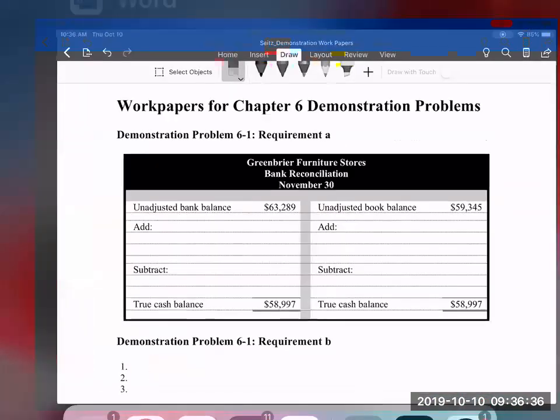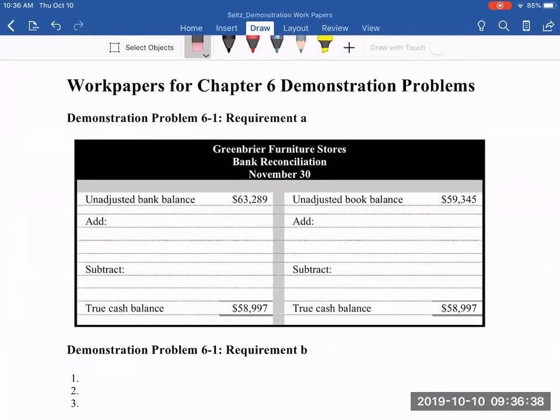All right, so I'm going to pull up this work paper here. The very first thing that we had to do is prepare this bank reconciliation. This unadjusted balance, this is essentially, let me get this to work here.